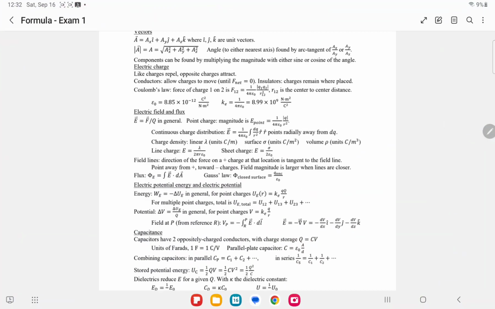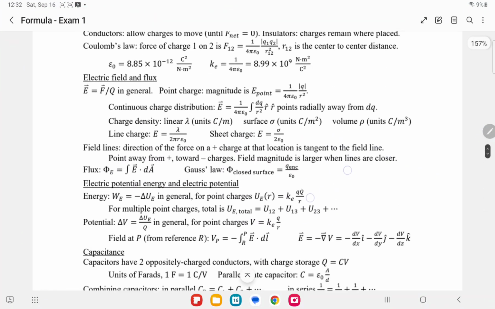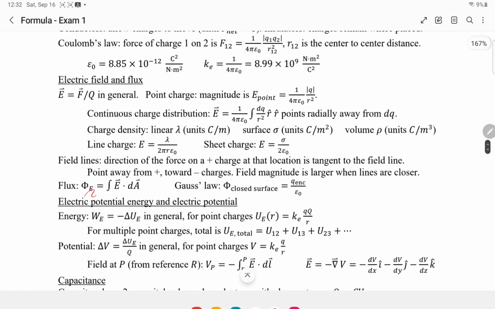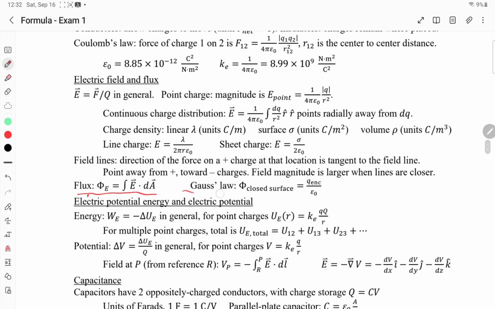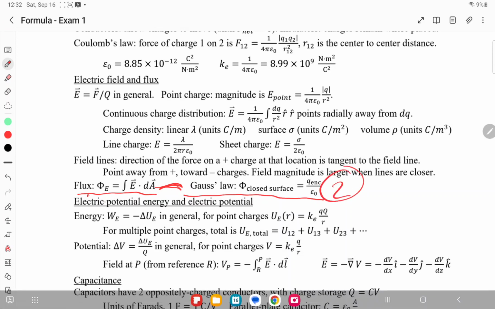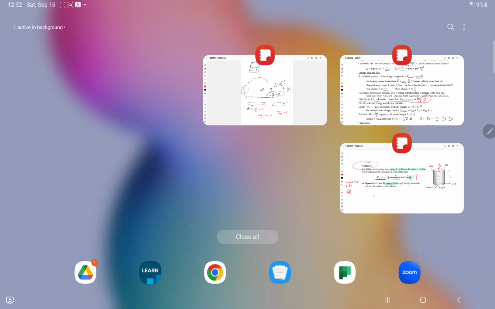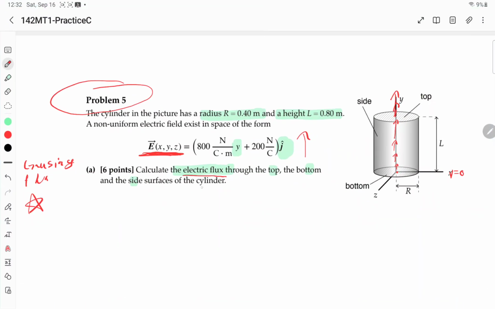On your equation sheets, you're going to see the equation for flux, you're going to see this one here, and this one here. So automatically when you read flux or Gaussian, think of these two because you're either going to use one of these equations or two of them combined. Always, whenever you see those two keywords. So knowing that those are the equations we'll use, it's saying, hey, just calculate the flux for the top, the bottom, and side surfaces.